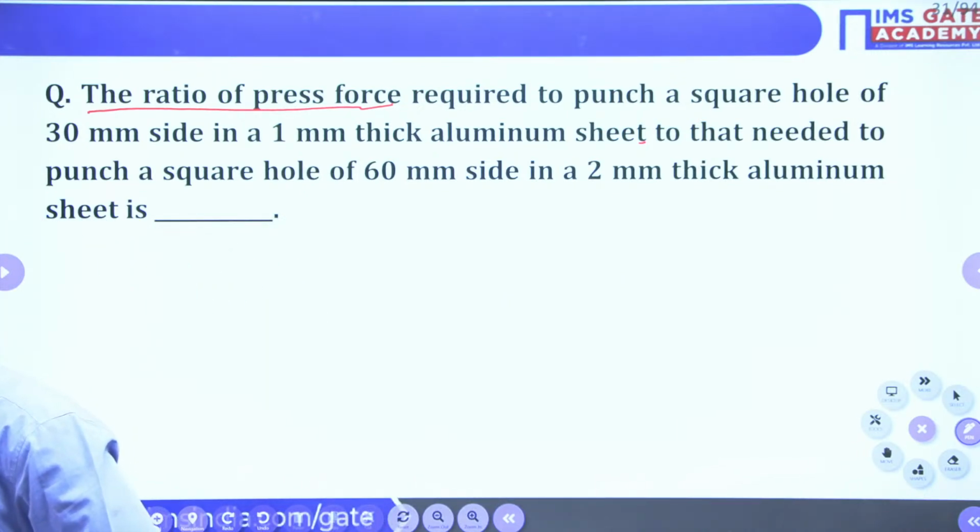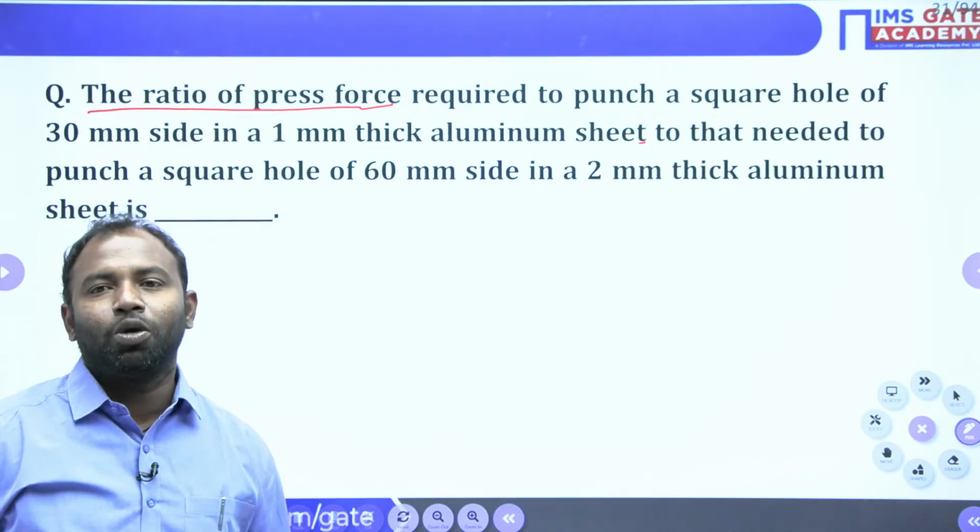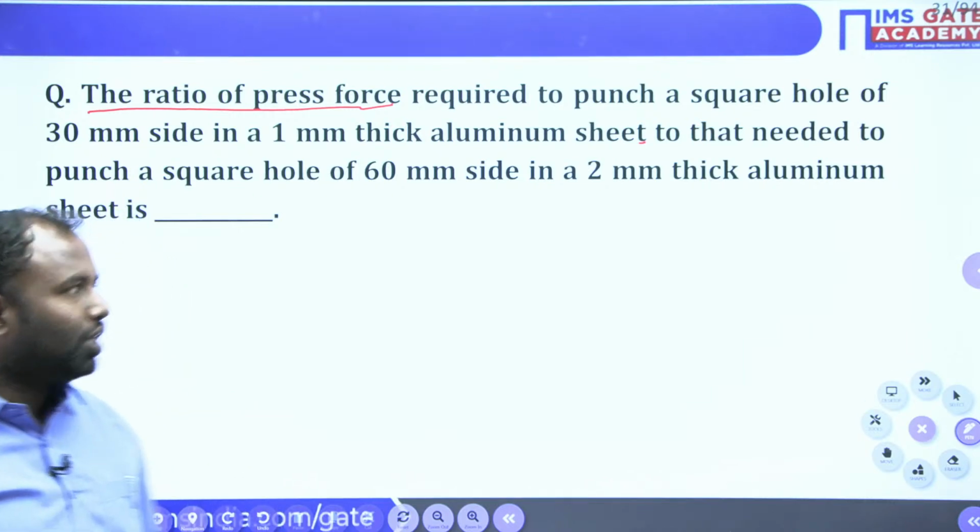Wrong answer. Check your answer once. Yeah, 0.25 is the correct answer. Very good. Now, let me solve this.